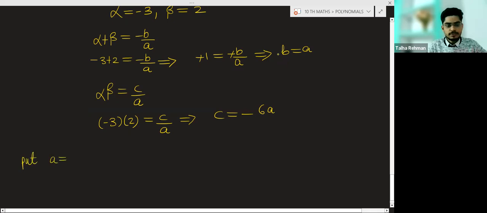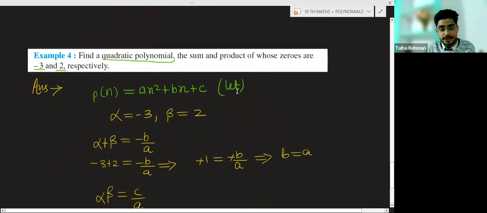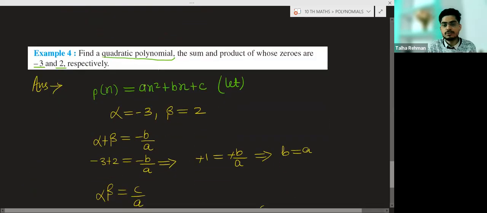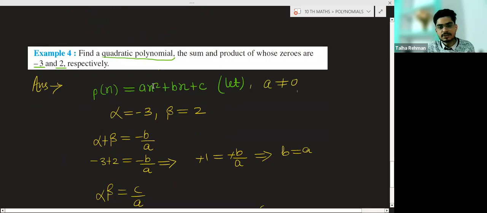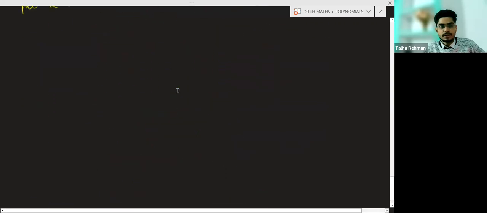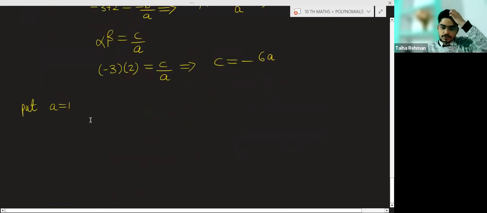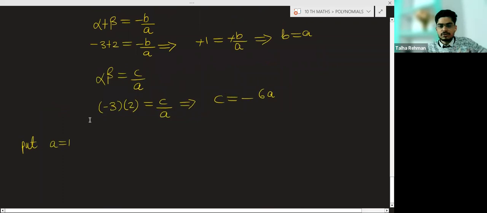So put a is equal to 1. But here you have to remember this a cannot be 0, otherwise this will become a linear polynomial. So a is equal to 1. You can put a is equal to -1 also.